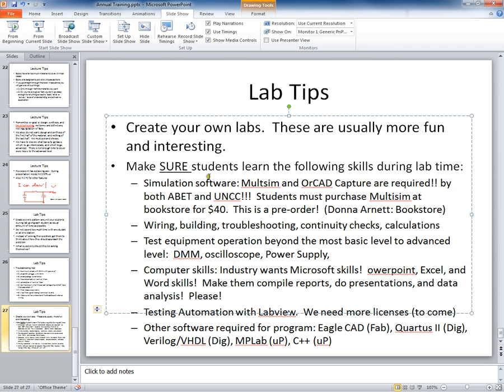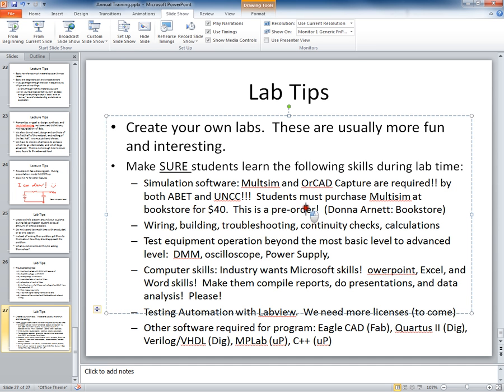Make sure students learn the following skills during lab time. Simulation software: they have to learn Multisim, and OrCAD is required. It's required by ABET, which we want to move towards. It's also required by UNCC. They have to purchase Multisim. All the rest of them they can get for free. Download OrCAD free. Donna or Arnett at the bookstore has the Multisim.